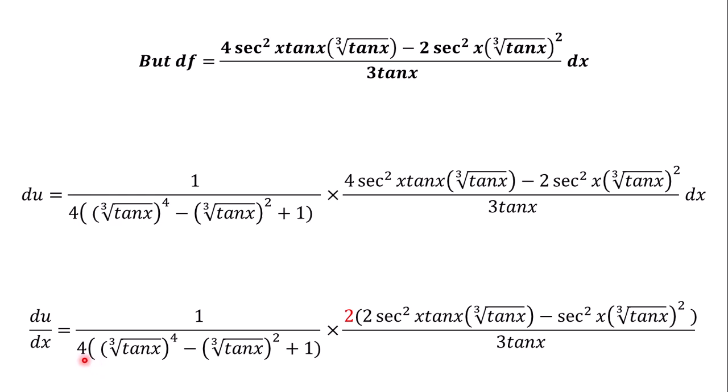So here we are going to get 2. On the top here, it will be 1 times the whole of this. So that will give us 2 secant x squared times tangent x times cube root of 4 tangent x, minus secant x squared times cube root of 4 tangent x squared, divided by here we are getting 2. So 2 by 3 will give us what? 6. By this one will give us what? 6 tangent x. So 6 tangent x by this one will give us 6 tangent x times the whole of this.